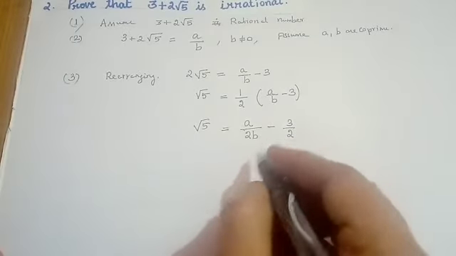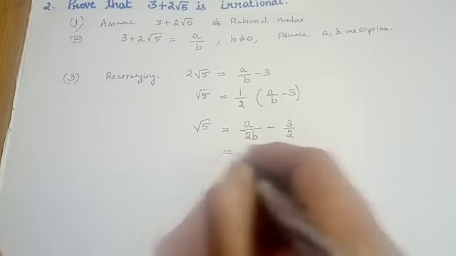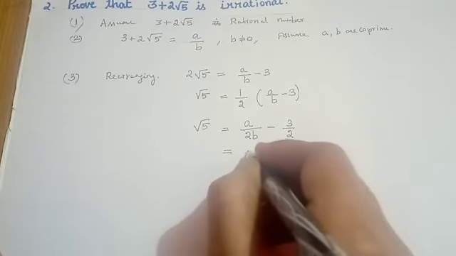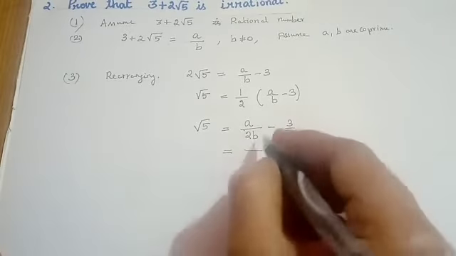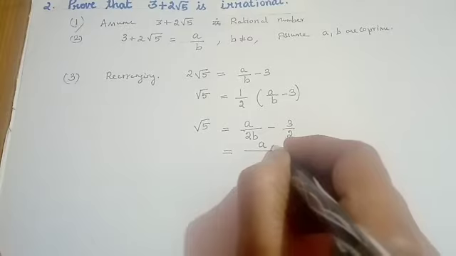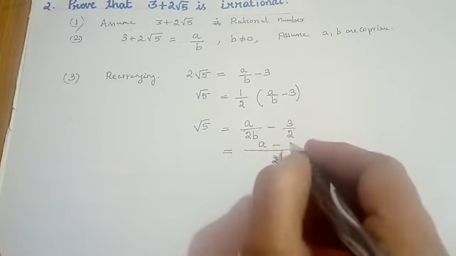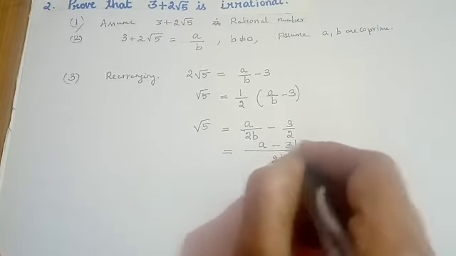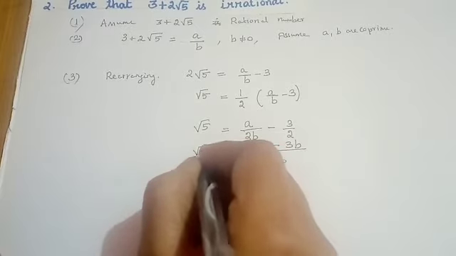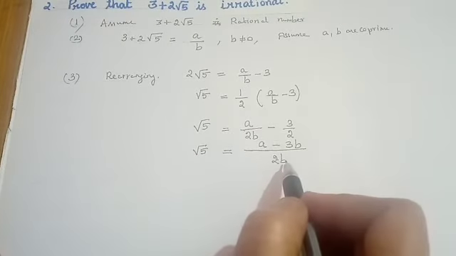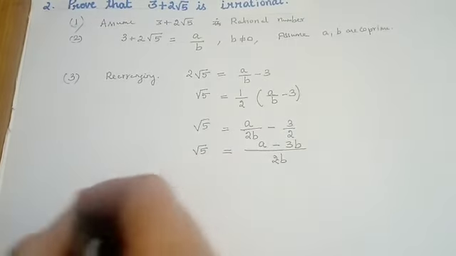Take 2b as common. Therefore, if you take 2b common, then here you will get the numerator a minus 3b. So root 5 is equal to a minus 3b by 2b.